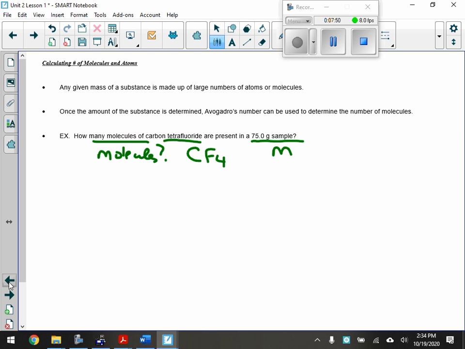Carbon tetrafluoride. What else can I find from carbon tetrafluoride then? What else? Somebody else? Molar mass. Big M. So what do I need? I need a carbon and 4 fluorines, yes? And 4 fluorines works out to be what? 19.00 each, double that is 76. And then a carbon is 12.01, so what? 88.01 molar mass.